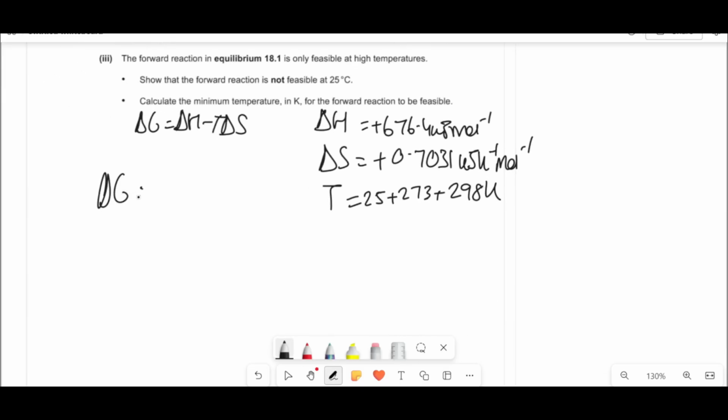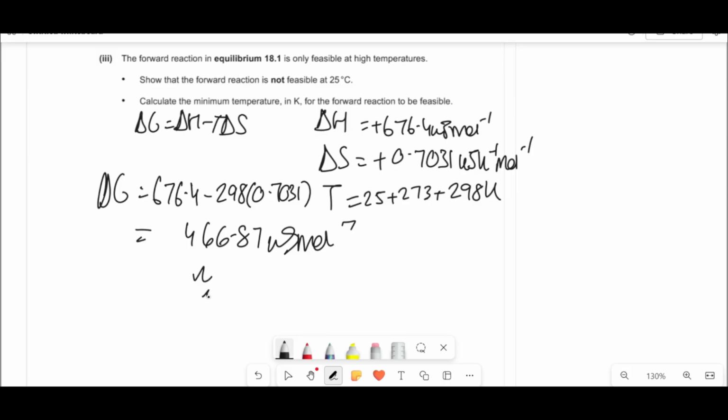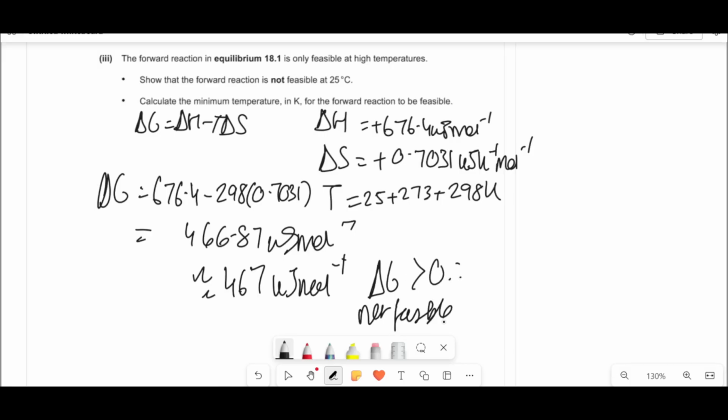So then delta G is just going to be these numbers slapped in. So 676.4 minus the temperature, 298, times the entropy change, which is 0.7031. If we do that, we end up getting 466.87 kilojoules per mole, which is roughly 467 kilojoules per mole. And then you would say, well, delta G is greater than 0, therefore it's not feasible. So that's the first one done.